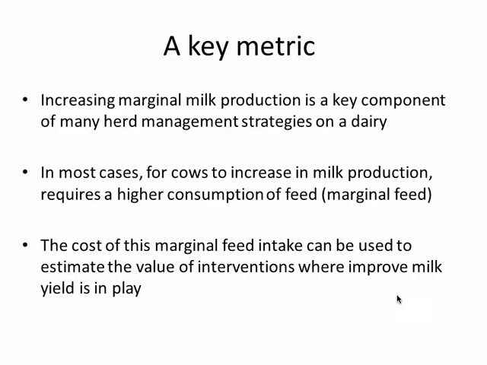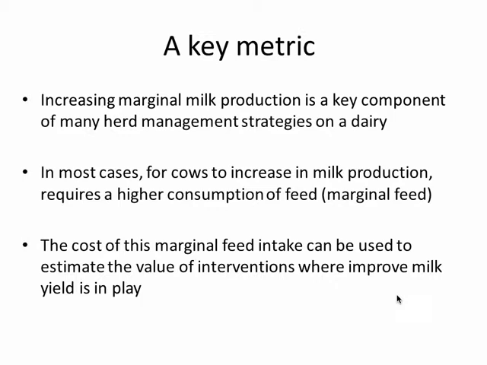So whether we're looking at putting fans in the dairy or milking 3 times a day or improving our reproductive efficiency, all of these have economic value in terms of how much increase in milk production we see per cow per day. In most cases, for cows to increase in milk production requires a higher consumption of feed. This is what we call marginal feed. And what we are interested in is estimating the cost of this marginal increase in feed.